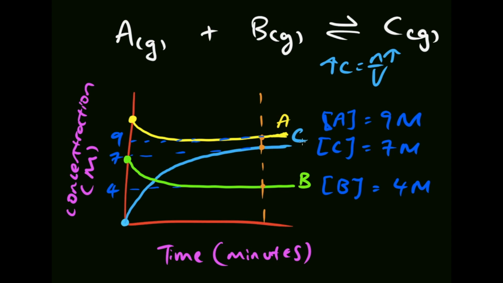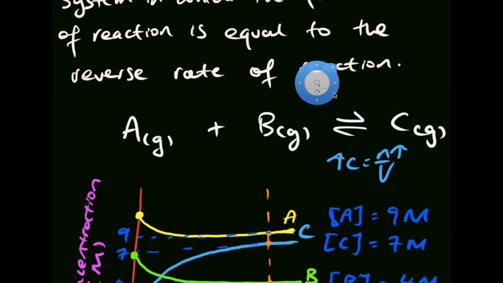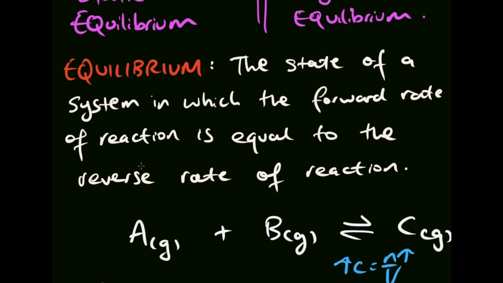Now, why are they constant? The answer lies here. Equilibrium is the state of the system in which the forward rate of reaction is equal to the reverse rate of reaction. That is the clue, or the answer, why the concentration of each species involved in the reaction is constant at equilibrium.